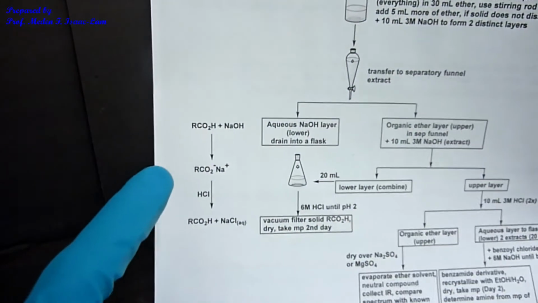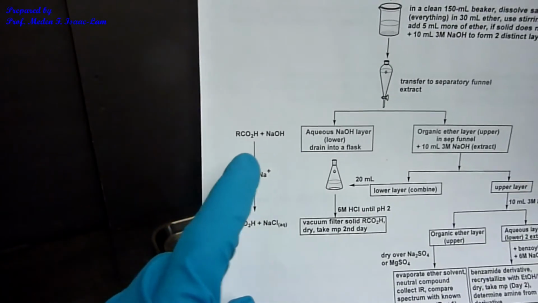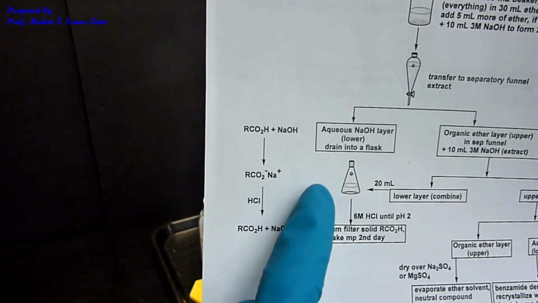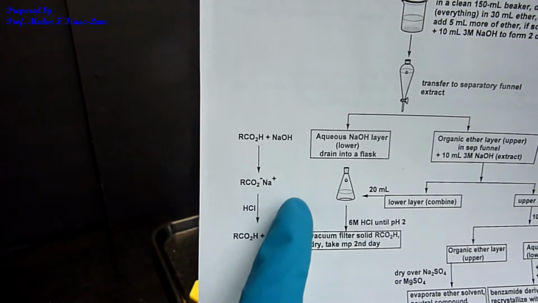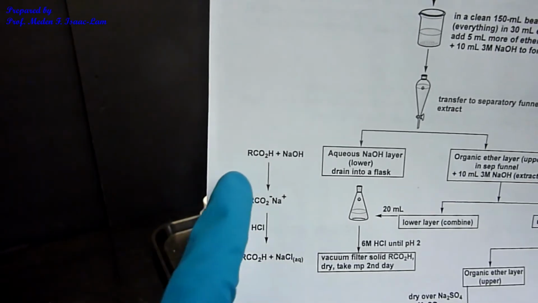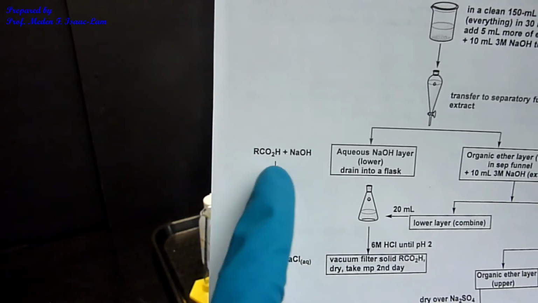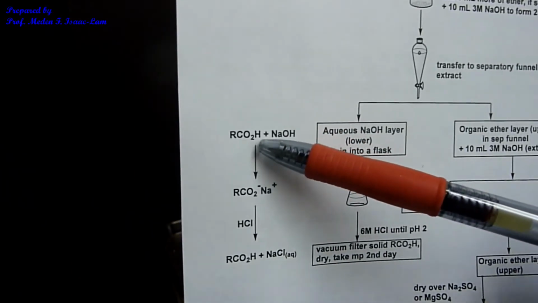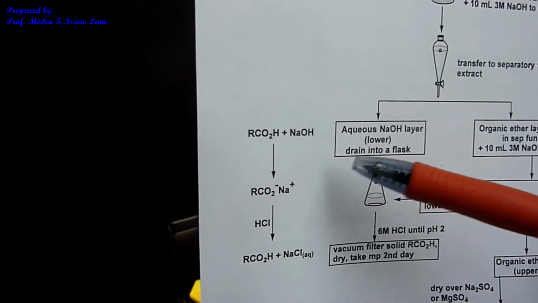I'm actually now in this part here. When I added the base, the carboxylic acid will react, forming a salt. When it forms a salt, this is now ionic, and then it's going to go to the aqueous layer. So again, I added the base. The carboxylic acid in my 3-component mixture will react with the base. This is an acid-base reaction. The other product is water. When you form HOH, the other product is water.